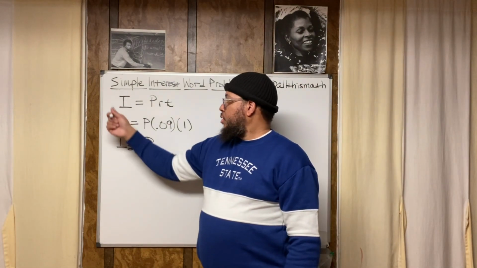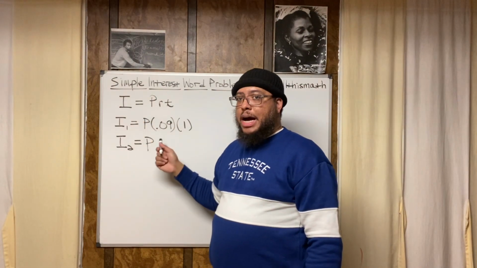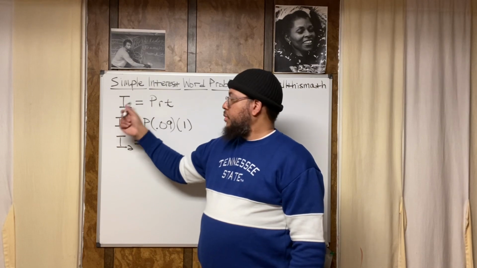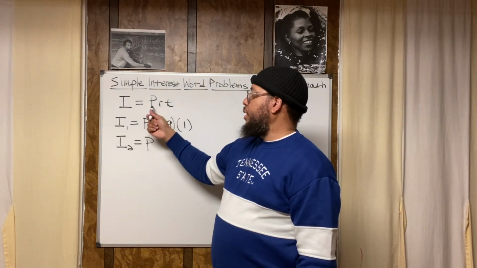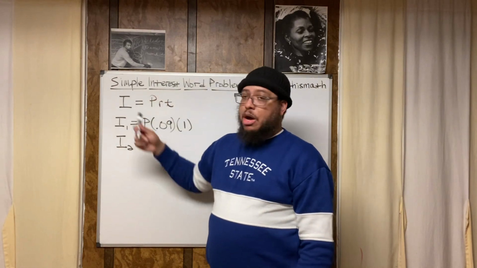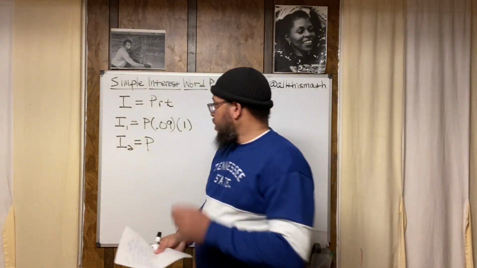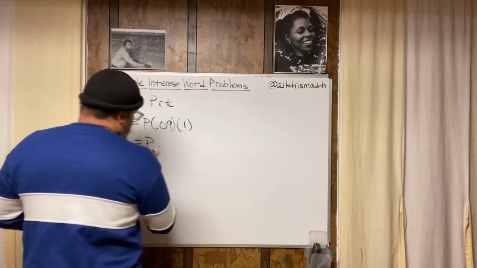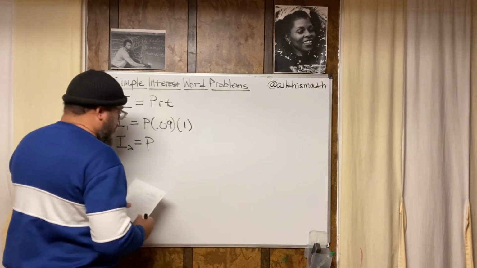Altogether, with both investments combined, we had a total of... actually no, right here, the P. The P was 15,000. The I was 1432, right? But we don't know individually how much the principals are. We're going to deal with that in a moment.